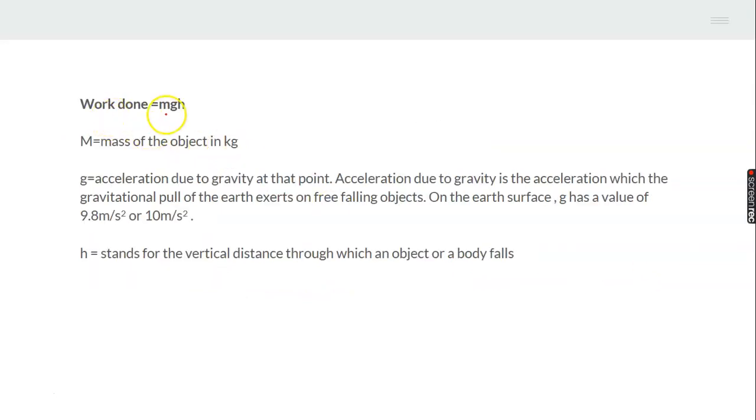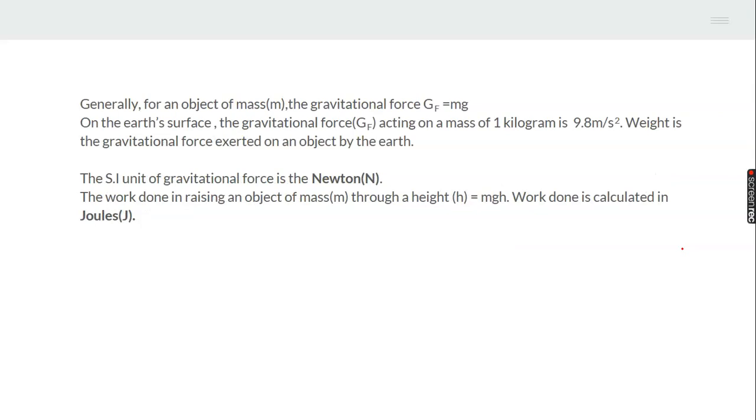So look at it here. Work done equals mgh, where m stands for the mass of the object in kilogram, g stands for acceleration due to gravity at that point, which is given as 9.8 or approximately 10 meter per second squared, and h stands for the vertical height or distance through which the body is being pushed. So generally, for an object of mass m, the gravitational force equals mg, that's mass times acceleration due to gravity, g, which is 9.8 or 10 as the case may be.